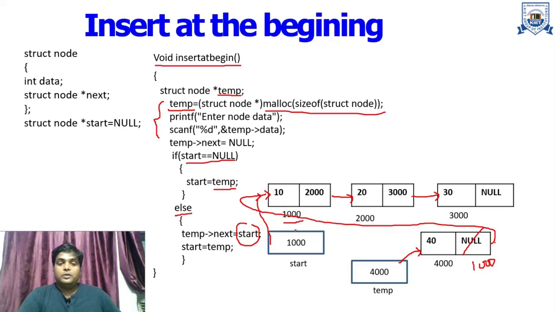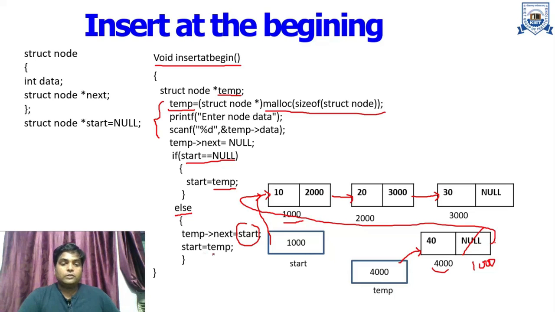And what we do, actually we know that start is basically pointing to the very first node. So now the very first node is what? The very first node is this 40, having address 4000. So the value of start must be replaced by the address 4000. So whose address is 4000? Now we have temp having address 4000. So what we do, we just replace the value of start by temp.